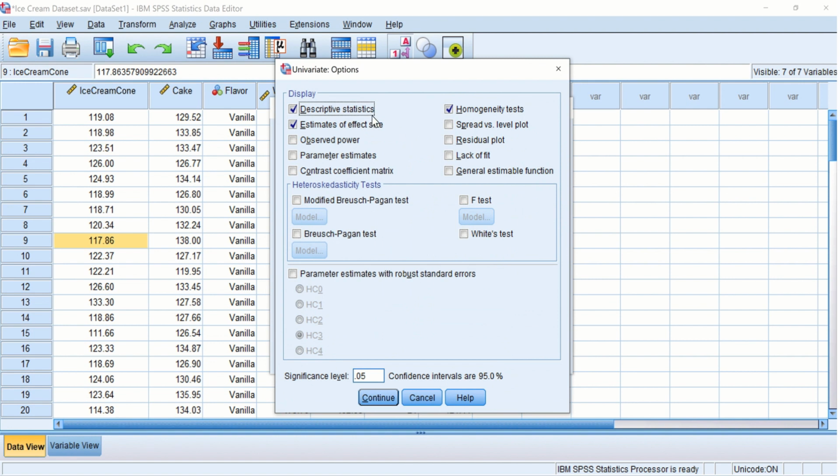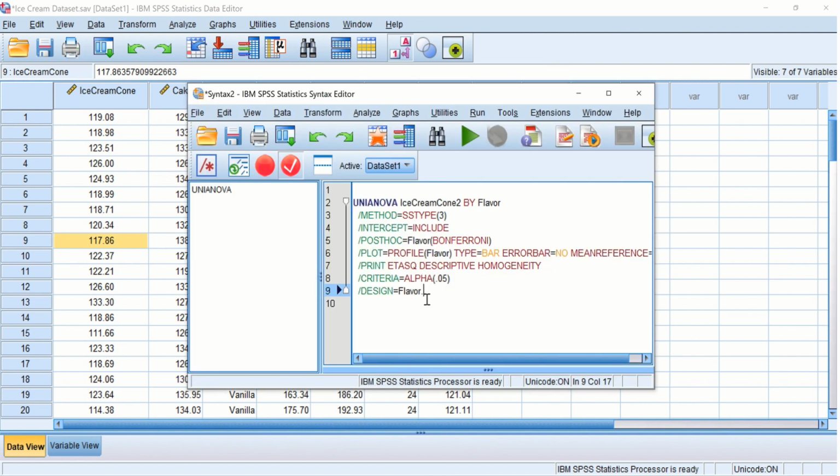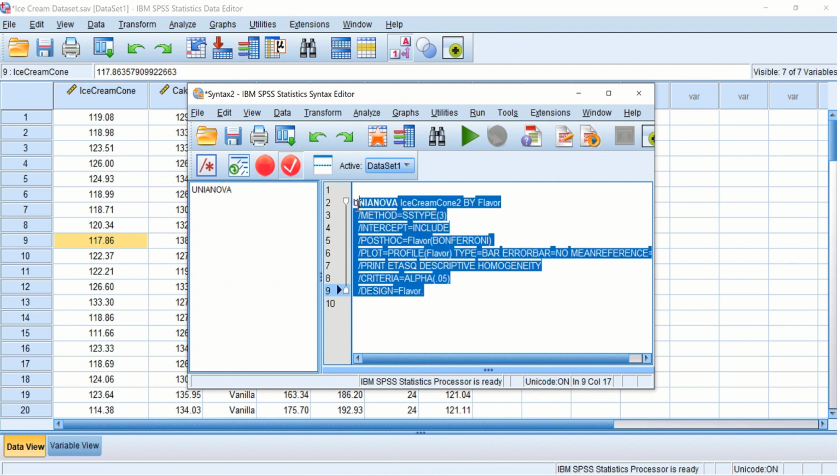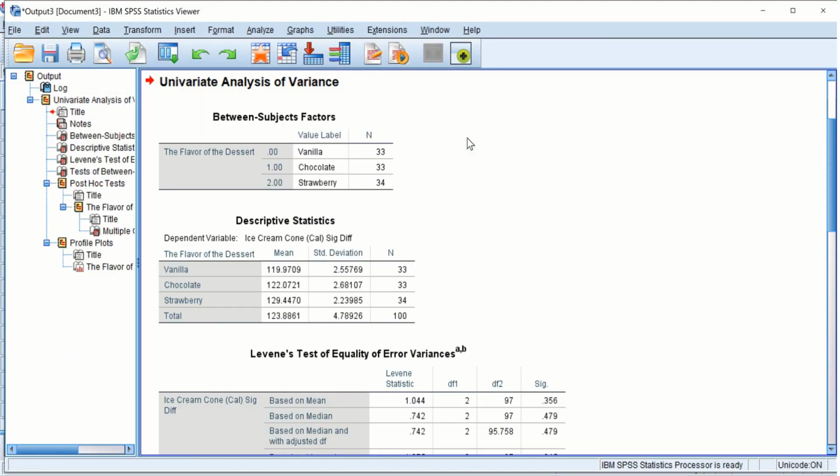Also go to options to put your descriptive statistics. You want your partial eta square effect size and your homogeneity test. And as always, I recommend to paste your syntax so you can have a running script of what analyses you conducted. Highlight it, push the green button, and there you go.